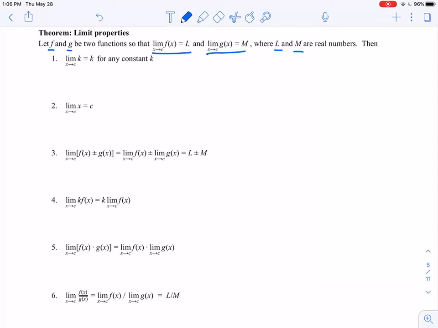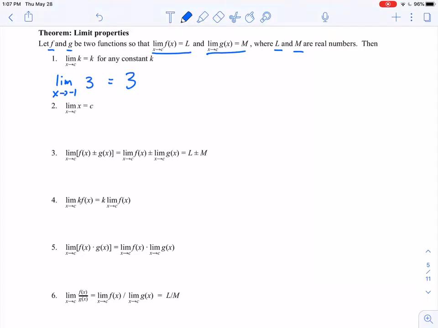So first up, we've got the limit as x approaches c of k equals k for any constant k. So maybe we look at a quick example here. If I were to look at, say, the limit as x approaches -1 of 3, this number that you're taking the limit of has to be a constant, which means it is not written in terms of x. It is just some number. It can be a fraction, it can be a decimal, it could be a negative number, it could be 0, but there is no x or power of x there. So here, this is going to equal that same exact constant. Since it doesn't depend on x in any way, it's just 3.